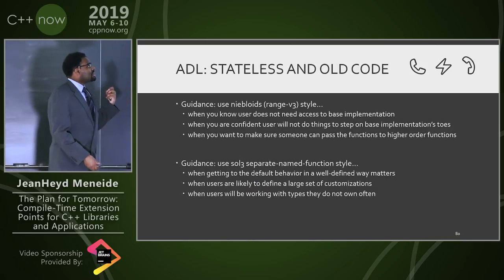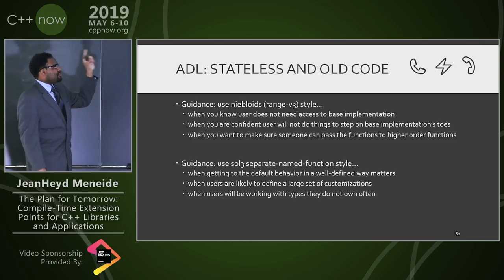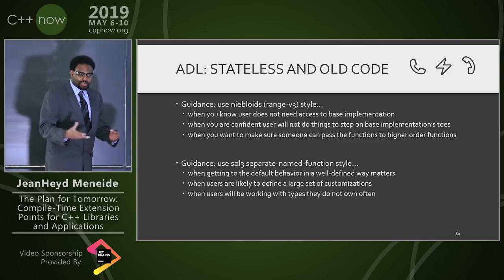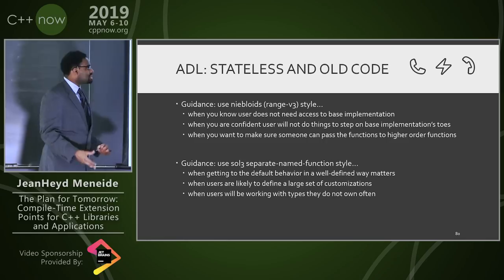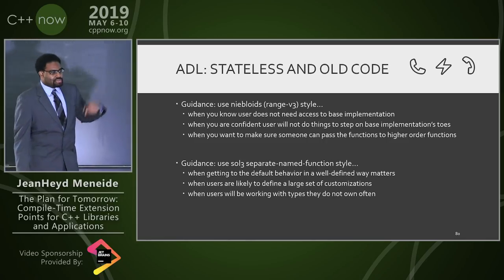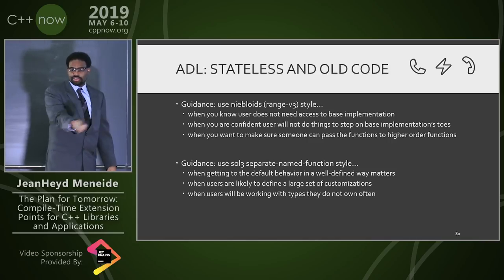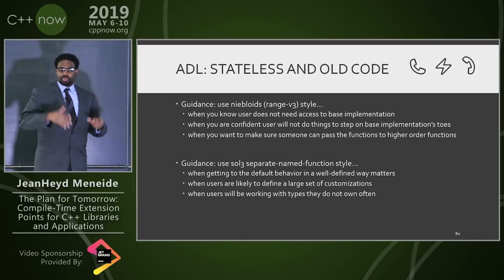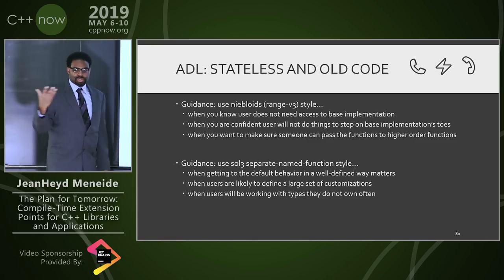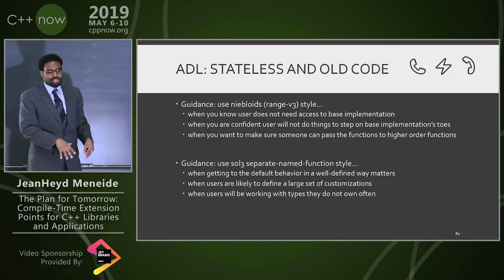But yes, and the other thing is that the guidance is that you should probably use the Niebloid style if the user is not going to step on your toes or write bad overloads for your bad versions of begin and end, and things like that. And when you also want to make sure that these Niebloids can be passed to higher order functions, right? The benefit of this being a function object or a Niebloid is that you can pass it to something like std transform or whatever, and it'll do what it's supposed to do, right? The problem with regular functions is that they're notoriously difficult to work with in C++. So the Niebloid space is very good if you want to work with higher order functions and things like that.